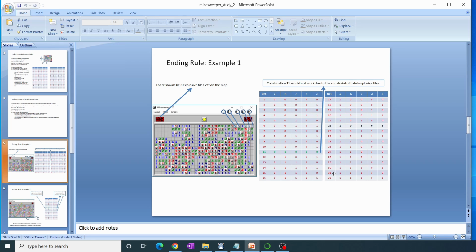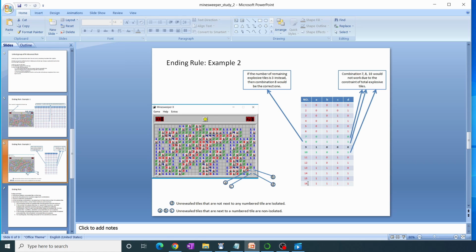After removing the conflicted combinations, we are left with only 2, combination 11 and combination 22. Combination 11 will not work because combination 11 only has 2 explosive tiles. The only possible answer is then combination 22.